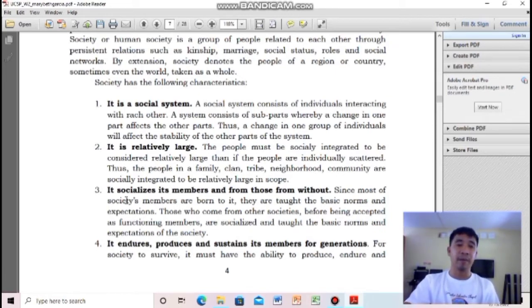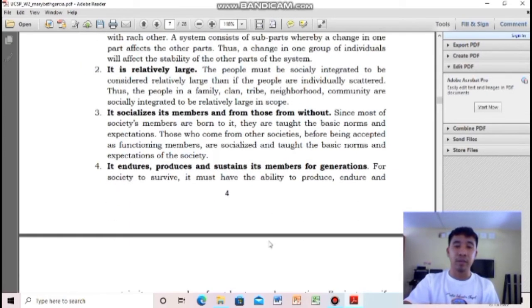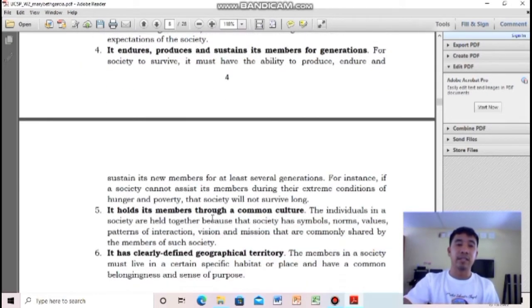Okay. Next, number 4. It endures, produces, and sustains its members for generations. For society to survive, it must have the ability to produce, endure, and sustain its new members for at least several generations. For instance, if a society cannot assist its members during the extreme conditions of hunger and poverty, that society will not survive long.